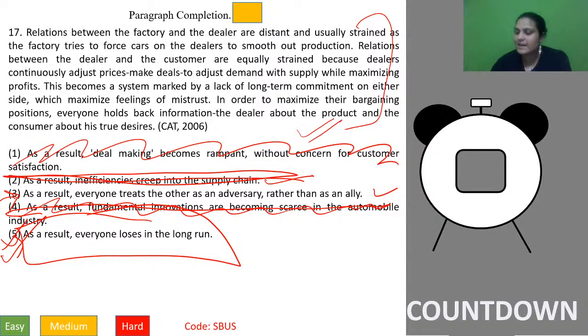Yes, Sayani, I understand your doubt. That's why I said, we are saying there is distrust, but we are not saying they have become enemies, right? We are not using very strong or specific words like they have become adversaries rather than an ally. They don't have to become an ally or an adversary. They just have to work together properly.